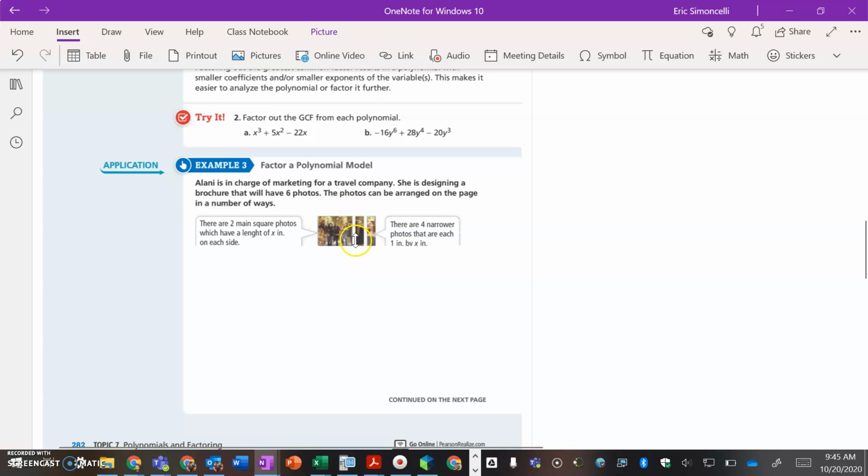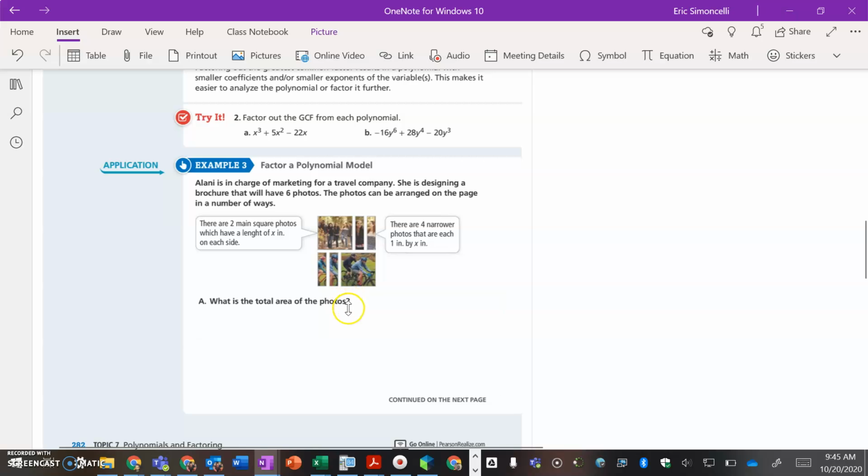So here's the setup. We've got, and I'll show everything here. There are 2 main square photos, here and here, which have a length of x inches on each side. So x by x. Same with this square picture. There are 4 narrower photos that are each 1 by x inches. So this would be 1 and this would be x. And of course there's 4 of those.